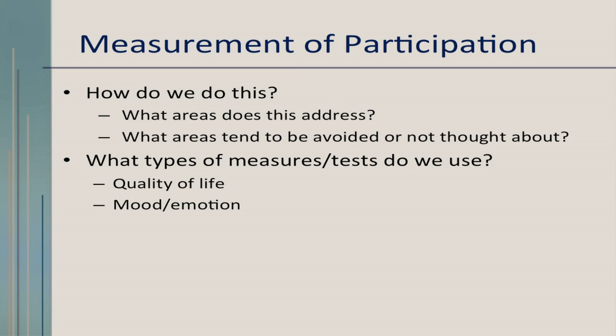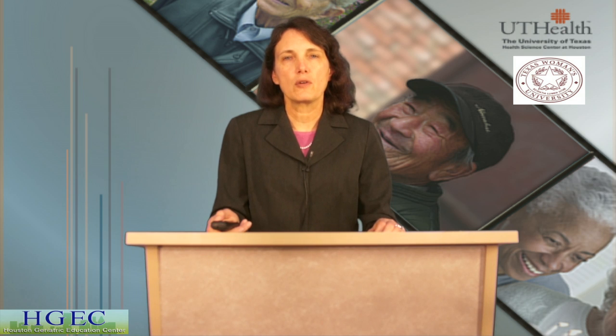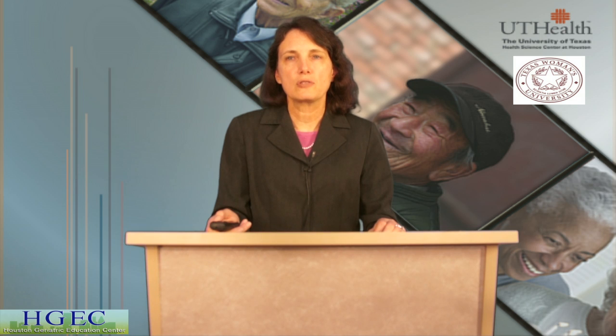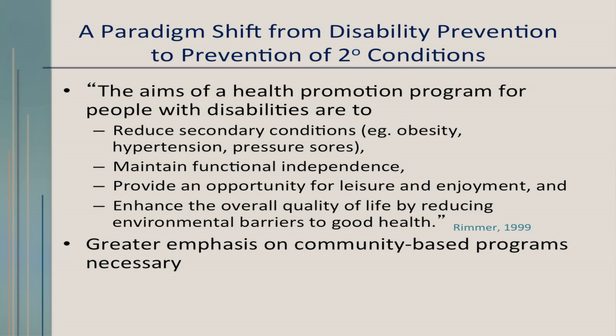For stroke-specific quality of life, there is the Stroke Impact Scale, which is widely used. There is the short form 36 or SF-36 that measures various aspects of quality of life. And certainly with mood and emotion, there's a variety of measures such as the Geriatric Depression Scale, and then there's the Hospital Anxiety and Depression Scale as well.